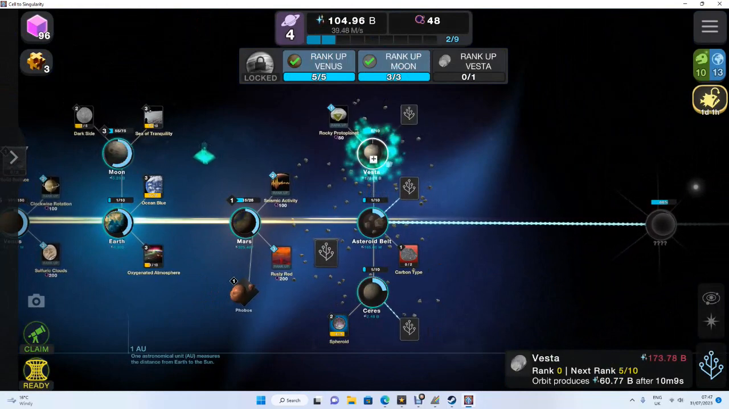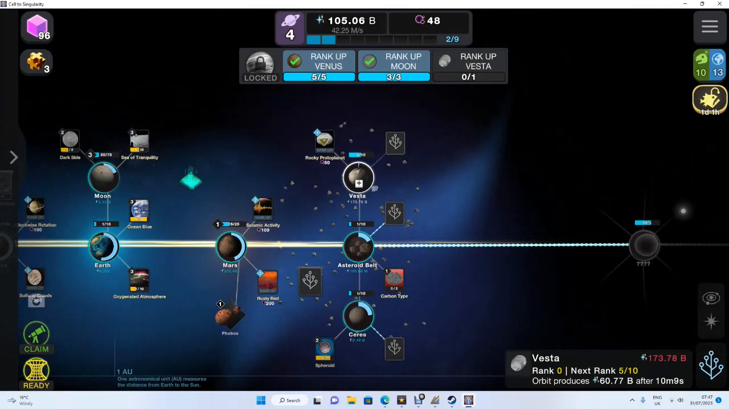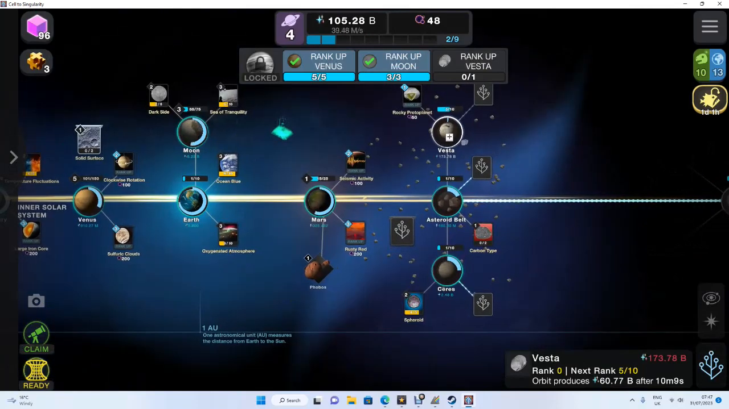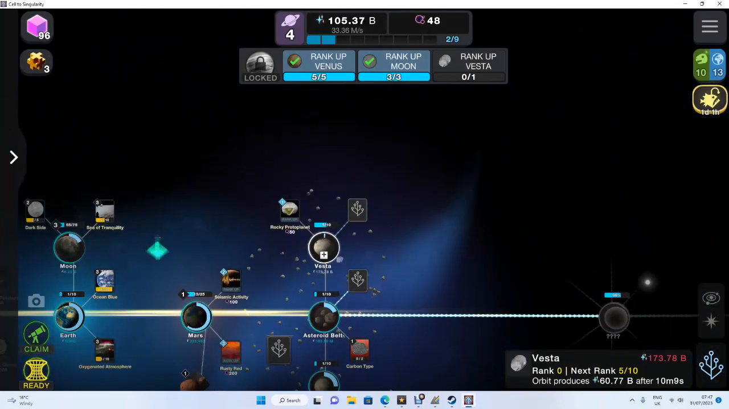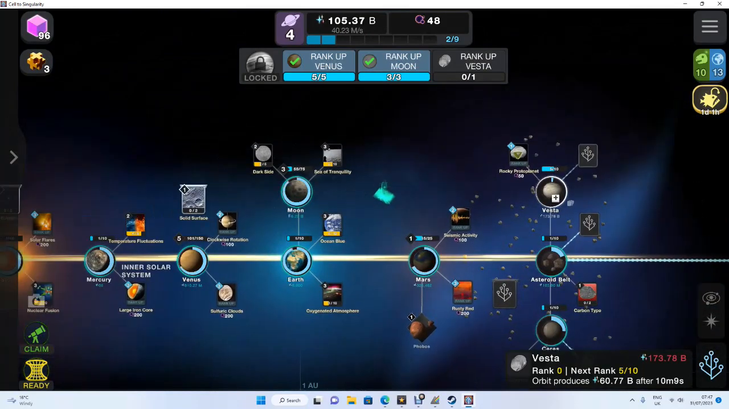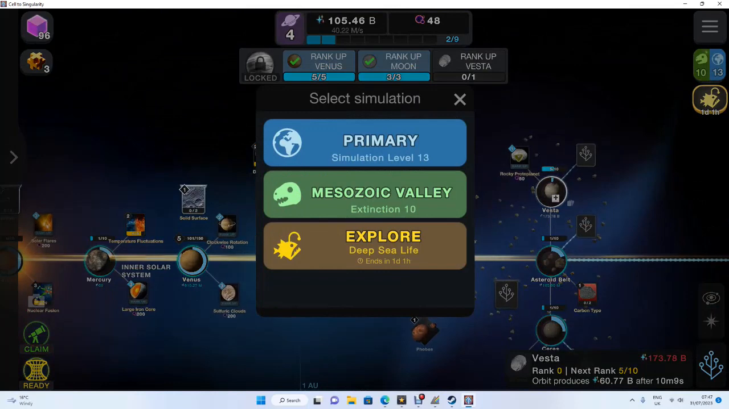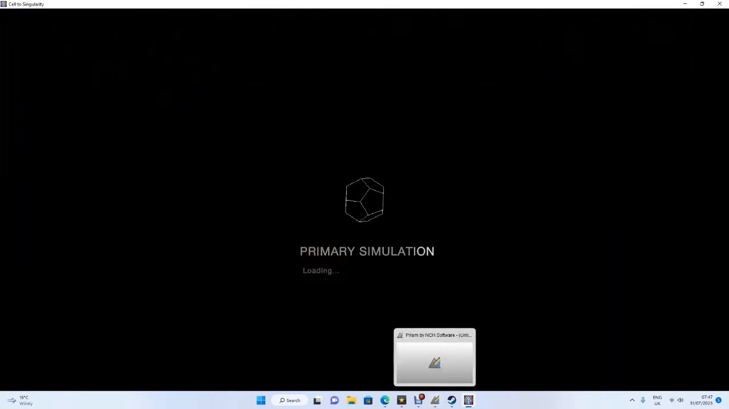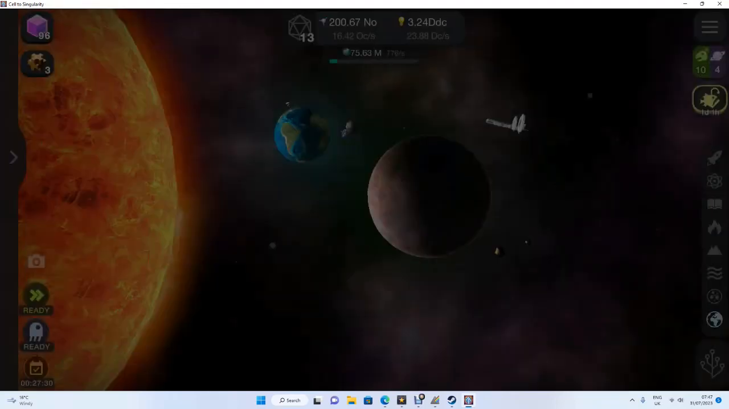Got Vesta. Just need one rank up, and I'm guessing this is Jupiter. Well, gonna see if we can read everything on the primary simulation so we know what's happening, because I didn't get used to that last time, I guess. We just have to wait for it to load.